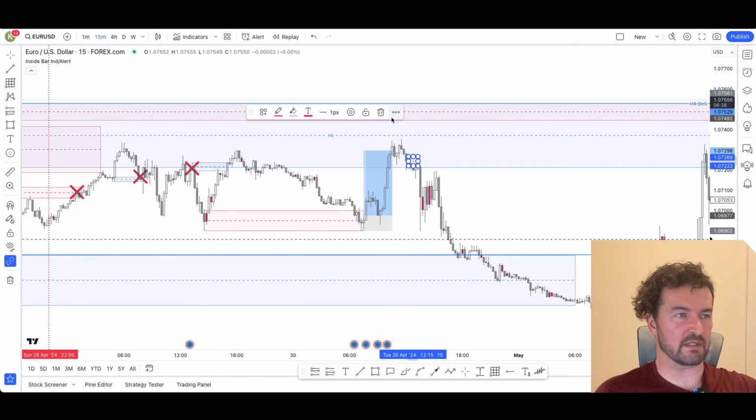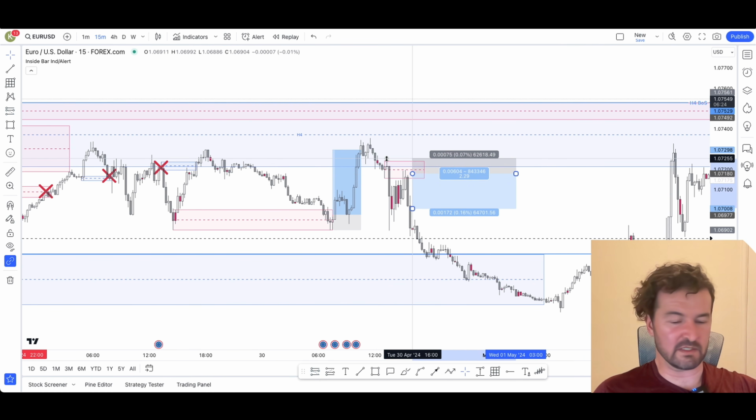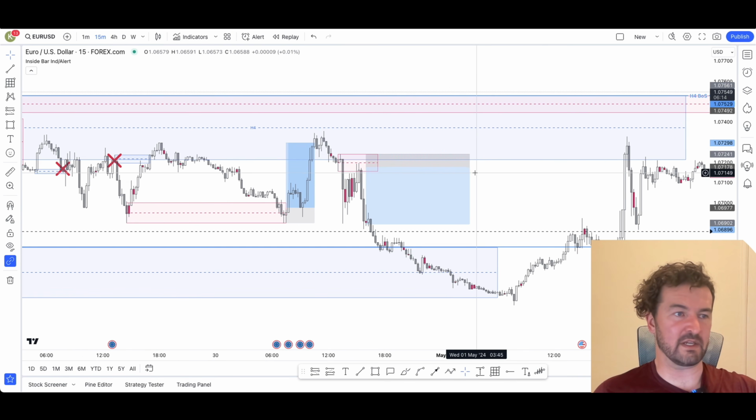I wouldn't have taken that, to be fair. Bit risky. And then there's a structure there. Again, I'm just going to be rough with this and try to mark it in the places where we would be getting involved. And you'll be thinking, why are you not getting involved off of the baseline? We try to get involved off the 0.25 when we're entering off the M15.